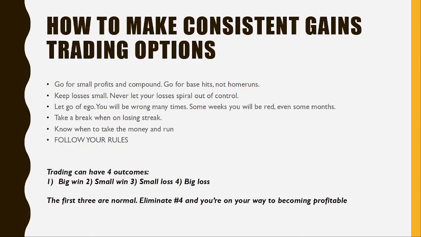So in conclusion, how to make consistent gains in trading options, how do we grow our small account? We go for small profits and we compound. We're going for base hits and not home runs. We need to keep our losses small and never let them spiral out of control. Let go of our ego because we will be wrong many, many times. But that's okay because that's factored into our risk plan.